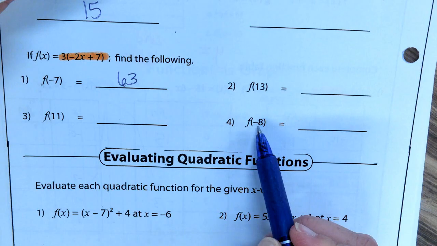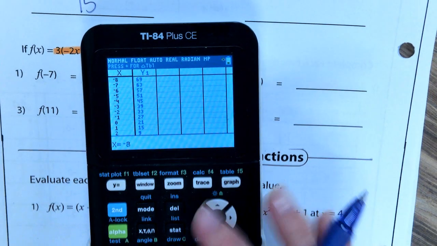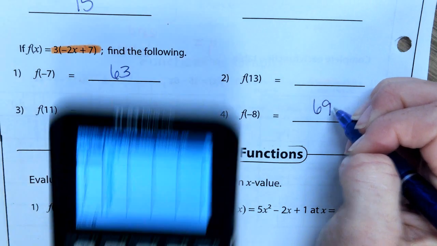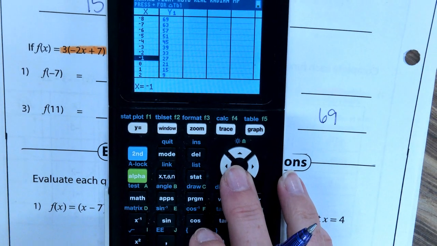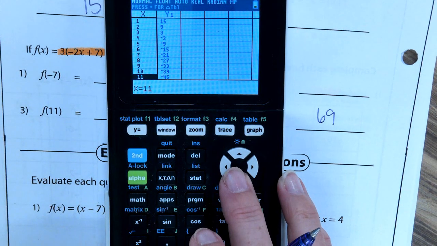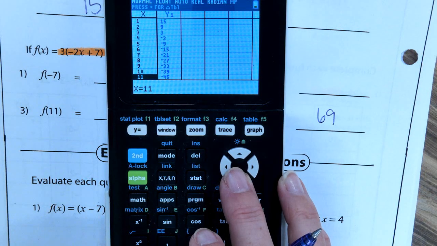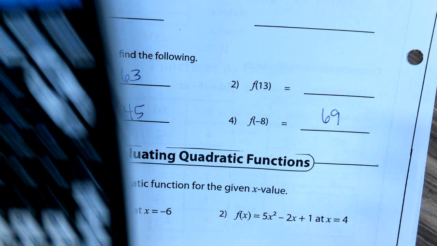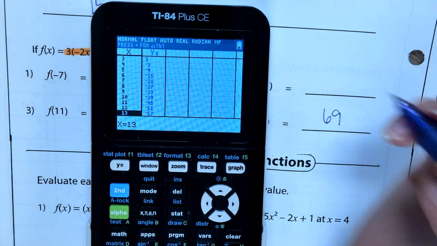Now, you don't have to go in order. I'm going to go ahead and do negative 8 since I'm already near that. It's 69. And then 11. When x is positive 11, y is negative 45, and 13 is negative 57.